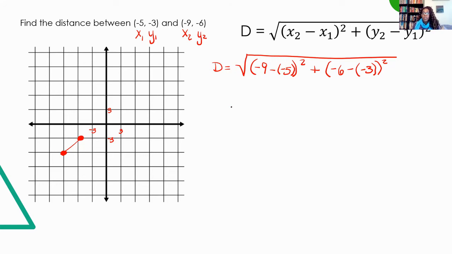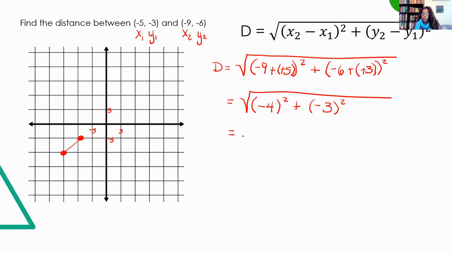So now, when you minus a negative, they turn positive. So this is actually going to turn positive, and these are going to turn positive. So that means you have -9 plus 5. That gives me a -4, and we're going to square that. Plus -6 plus 3. The signs are opposite, so it's going to be subtraction. So that gives me a -3, and we're going to square that.